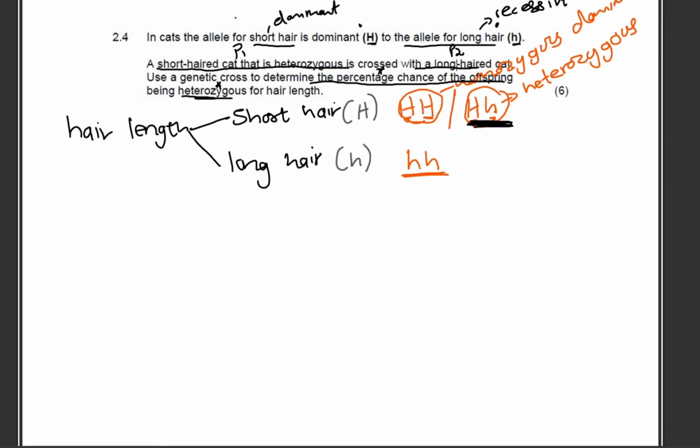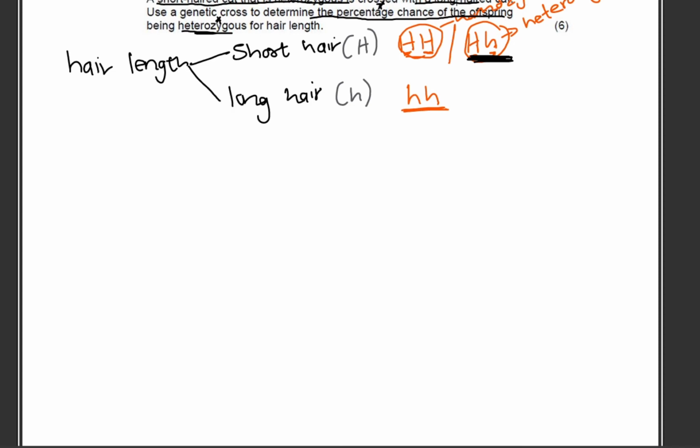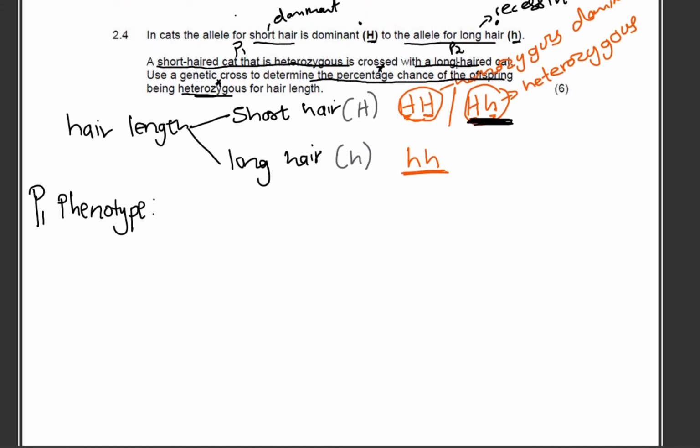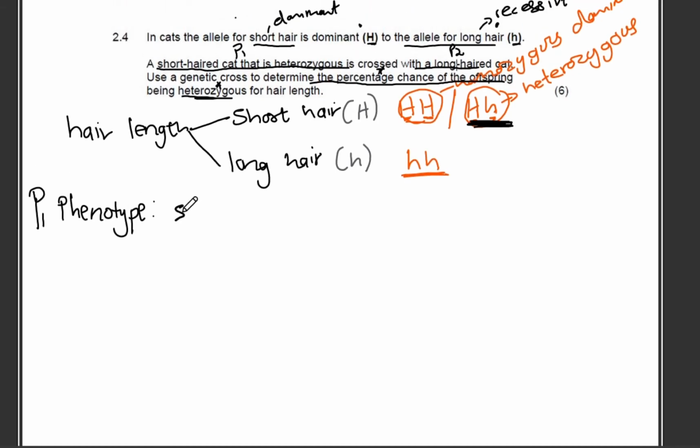Now let's do the cross. When we're doing the cross, remember guys, there is a sequence that we need to follow. The first thing is that we write P1, which is giving information about the parents. When we talk about the parents, we first need to indicate the phenotype of the parents, and the phenotype in question is the hair length. They've told us that parent 1 has short hair. So this is a cat with short hair, and we are crossing that cat with one that has long hair.